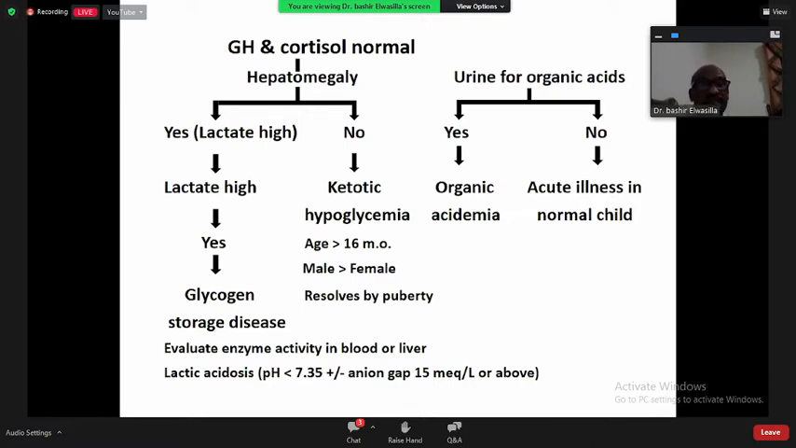If you find there is hepatomegaly, you look for lactate. If the lactate is high, think about glycogen storage disease. For glycogen storage disease, we evaluate enzyme activity in the blood and also in the liver. And usually you find lactic acidosis, in which the pH is less than 7.35, plus or minus an anion gap of 15 milliequivalents per liter or above. Also, you take urine for organic acids. If there is no positive urine for organic acids, that means this is an acute illness in an otherwise normal child. But if there is organic acid, this is mostly organic acidemia.